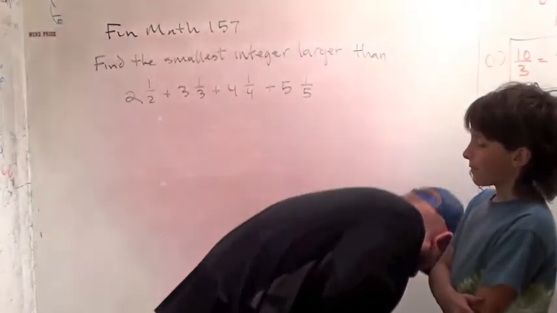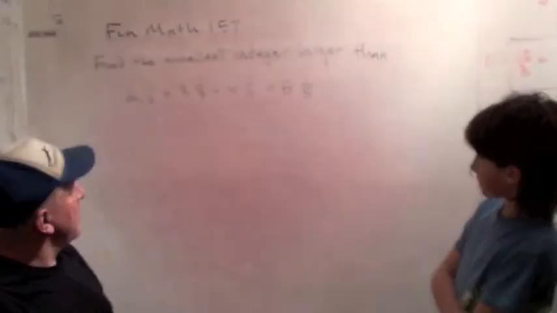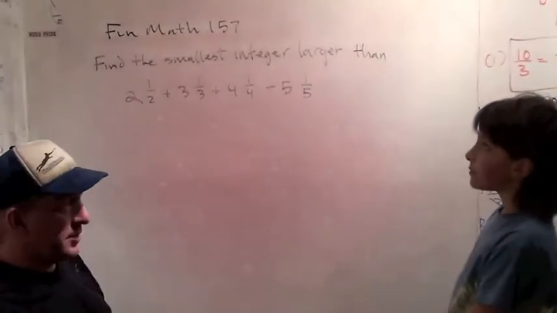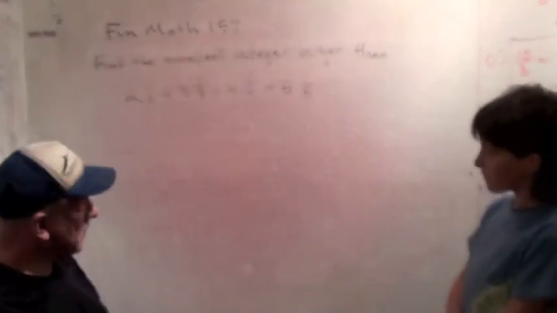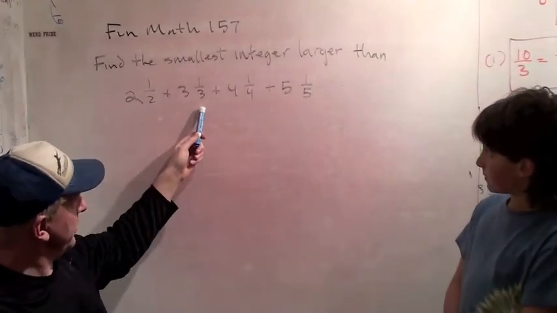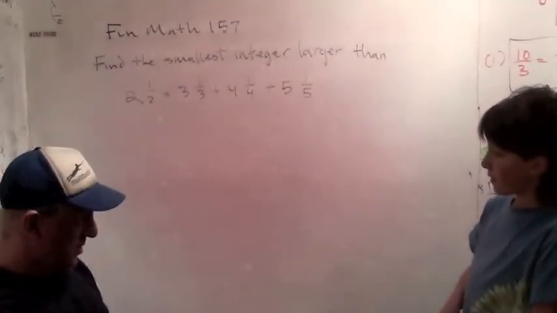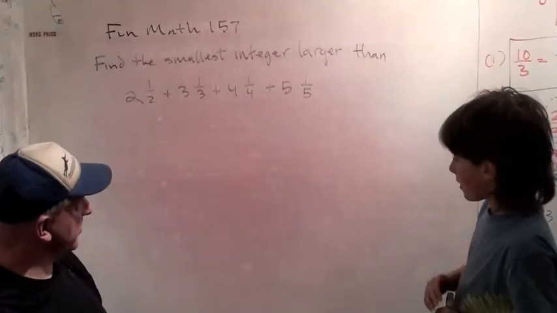FunMath157. This is an old AMC 8 problem. I think it was from 1995. And this gave you a little bit of trouble today, so I thought we'd go over it. The question is, find the smallest integer larger than 2 1/2 plus 3 1/3 plus 4 1/4 plus 5 1/5. Okay, do you understand the question? Yeah. Alright. How did you approach this problem?